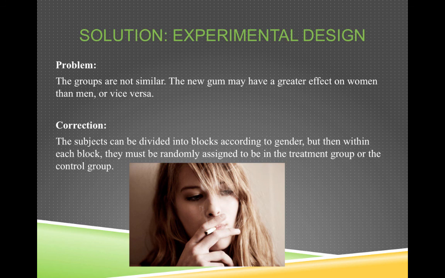All right, so what could we do then? The subjects could be divided into blocks, just like we said, according to gender, but then within each block, we'll split them up, where some women chew the gum, other women get a placebo. Similarly, some males get the gum, whereas some males get the placebo.